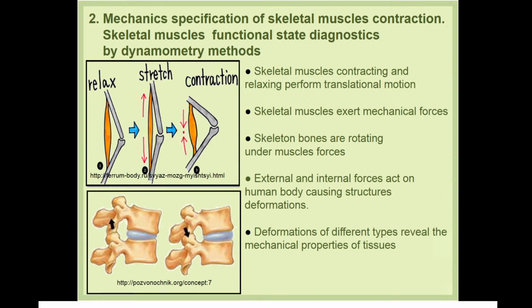External and internal forces act on the human body, causing structure deformations. Deformations of different types reveal the mechanical properties of tissues. So you can see that much mechanics can be found inside the human body. And it is actual to look at these human body mechanics from the physics point of view.